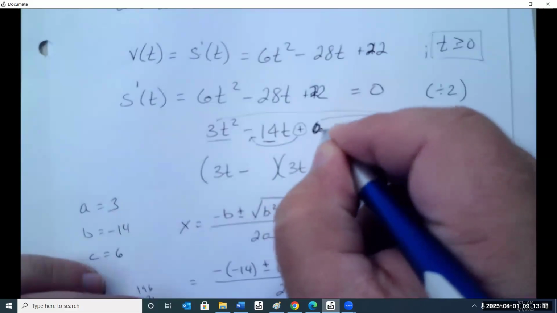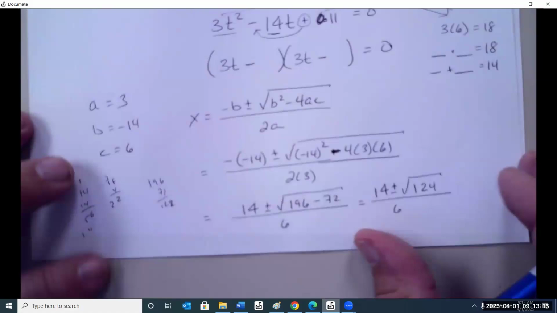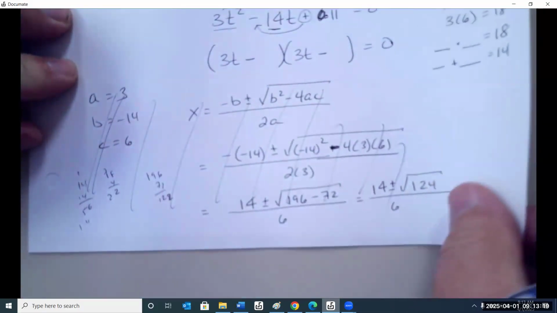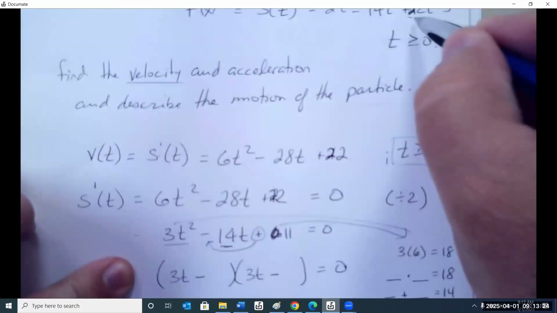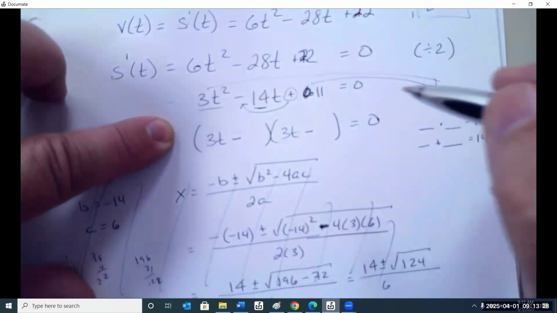So this would be 11. Okay, now we go back. Then we can go back and factor this one. I'll show you how this one's going to work. That one should have been a 22 here, not a 12. Yeah, 22t.